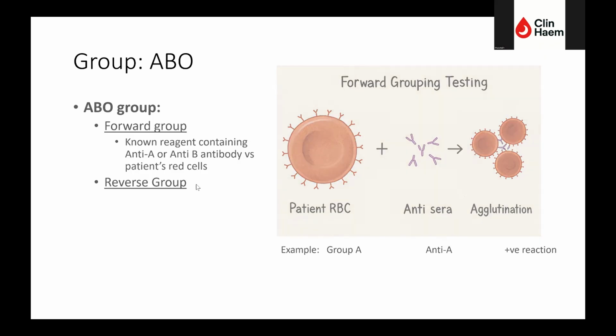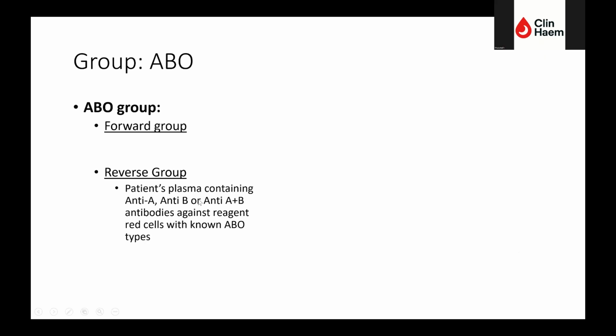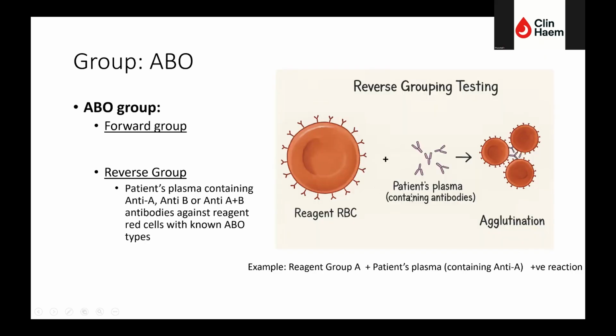In the reverse group, as the name suggests, we actually use the patient's plasma and react it against red cells, this time of known antigen expression in the ABO system. For example, if we use reagent group A cells, we know in the bottle that this blood is from a group A patient.